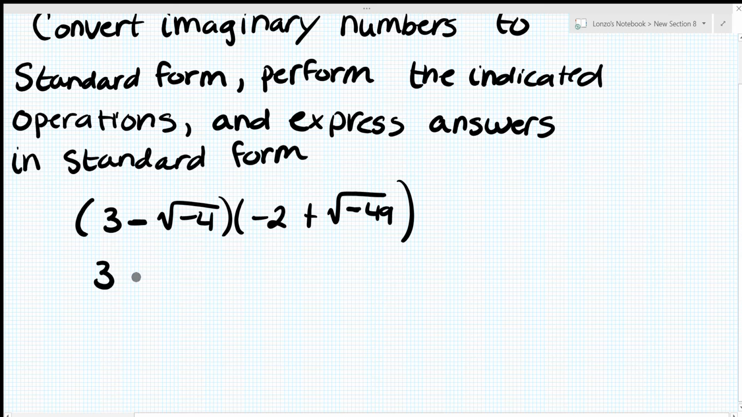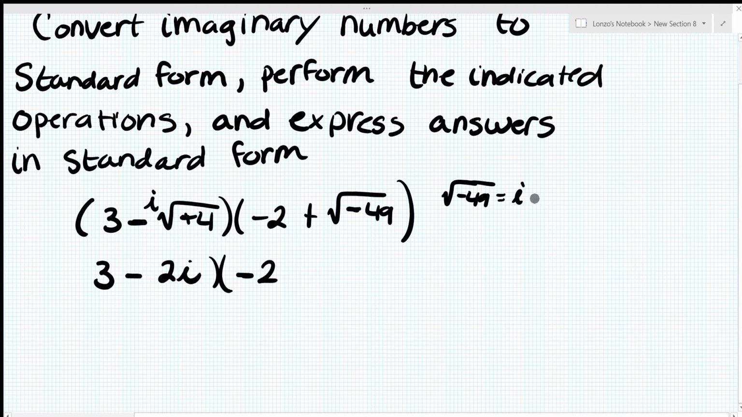So this is going to be a 3 minus. Okay, so let's kind of do this in our head. So you can't have a negative, so you factor out that I, and then it's that, get rid of that. So that's going to be square root of 4, and then you have an I. Square root of 4 is 2, and then that's 2I. This negative 2 stays the same. So square root of negative 49 is equivalent to saying I square root of 49, which is 7I, right? So it's going to be plus 7I. Now we can FOIL it.